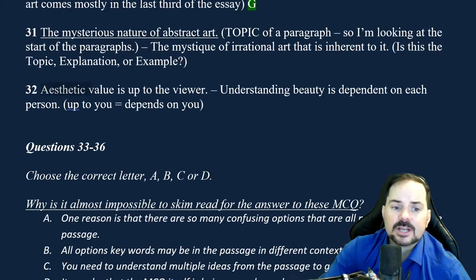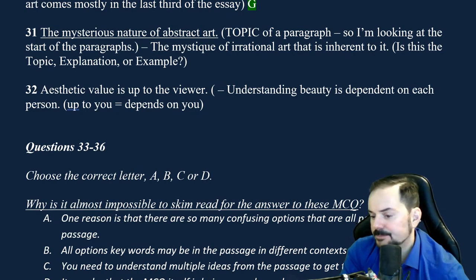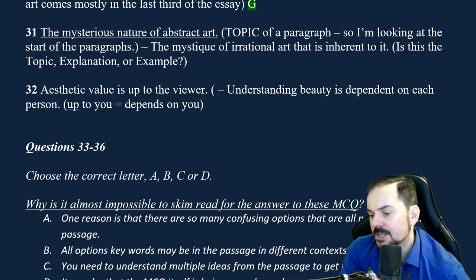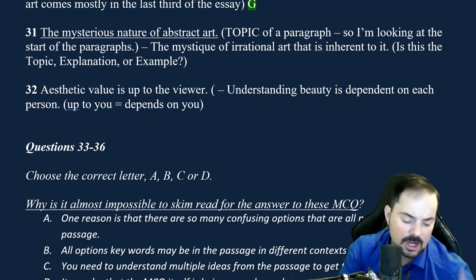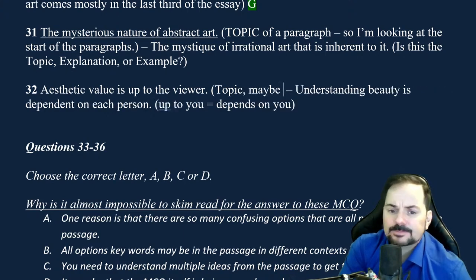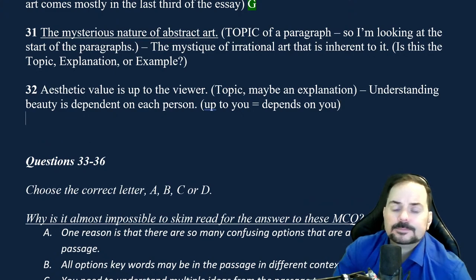Aesthetic value is up to the viewer. Topic or explanation or example. What is it? Okay. So Akira says it's an explanation. I think it's a topic. Maybe an explanation. Okay. And the answer to this one is, I believe, F. Yeah. I even remember this topic, I think, but let's check it out.